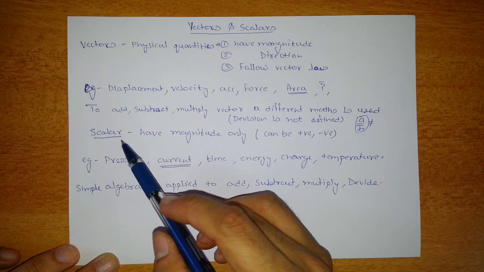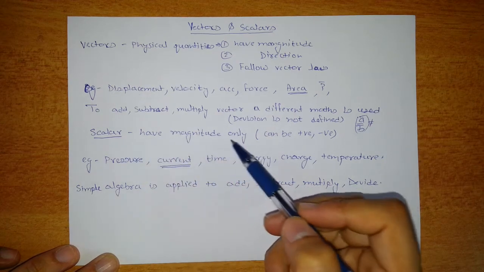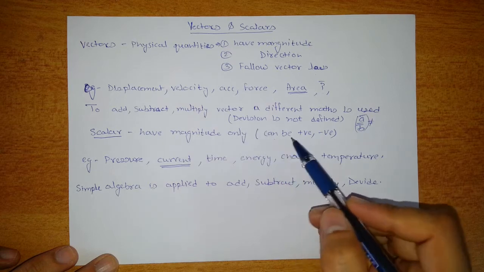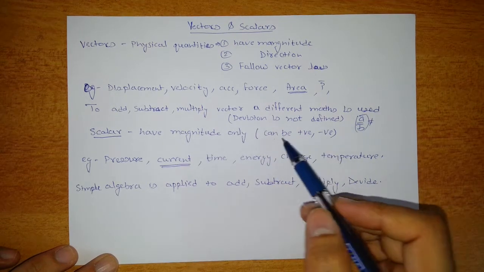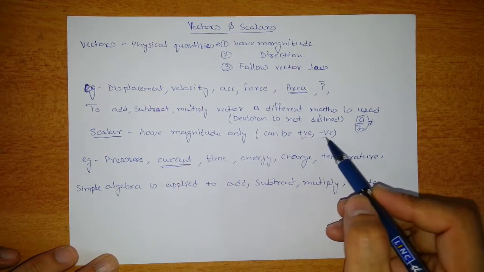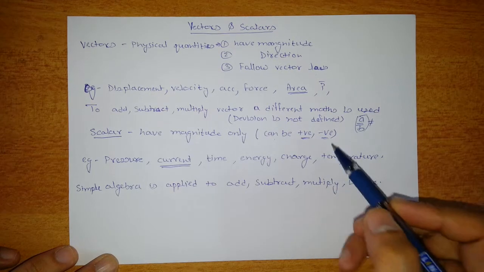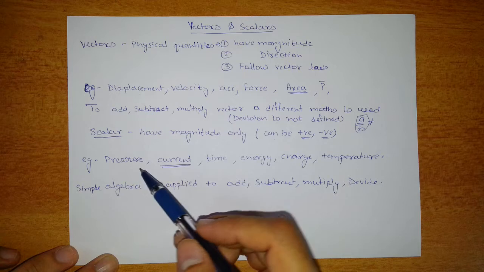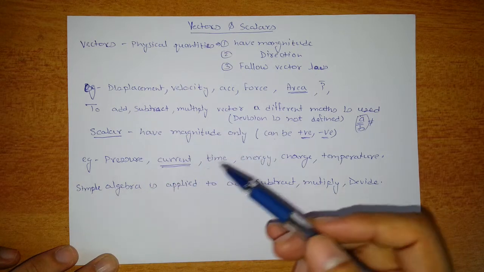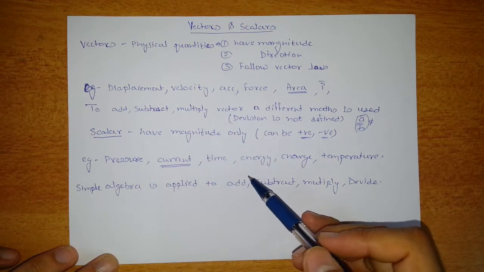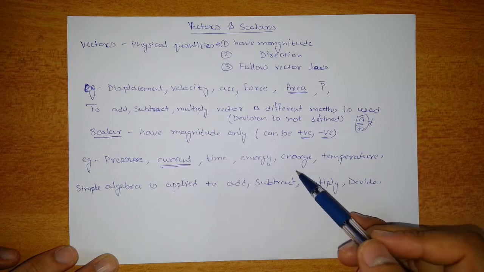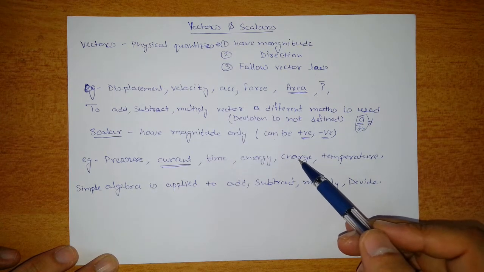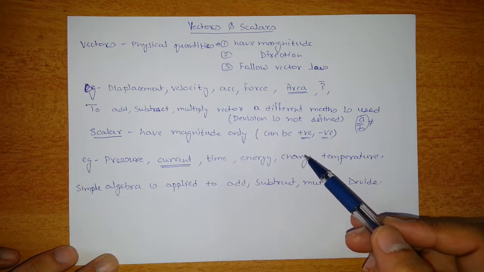Similarly, if we look at scalars, scalars have magnitude only, they don't have direction, and usually can be positive or negative. This is again an important point. Scalars can be negative as well as positive. When they are negative, they mean some convention. For example, when we say charge is negative, charge is a scalar quantity. When we say charge is negative, this is a different type of charge.